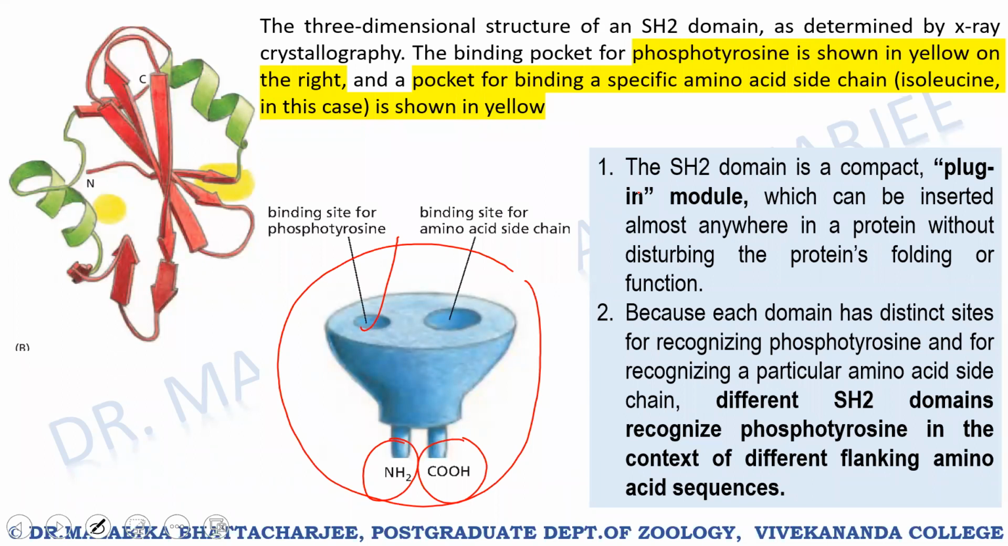And whenever an SH2 domain docks on a phosphotyrosine, remember it also binds to the amino acid side chain. So which amino acid is present in the side chain is also important, because different SH2 domains recognize phosphotyrosines in the context of different flanking amino acid sequences. So based on the different flanking sequences observed, accordingly the SH2 domain recognizes the phosphotyrosines.